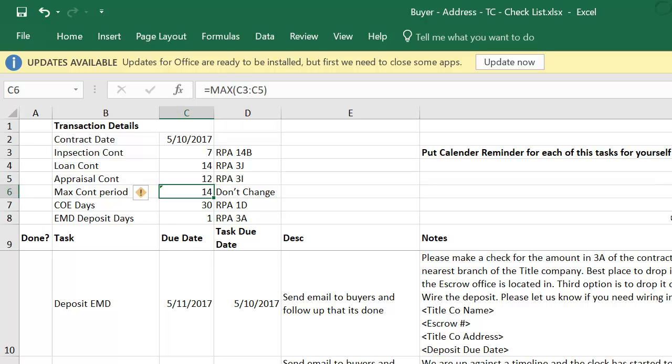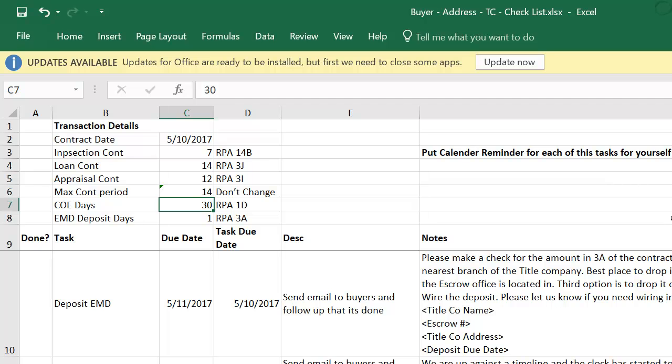And then maximum contingency period, you don't need to put this. This just automatically calculates it between the three of these. It will pick the number that is highest. So for example, if we were to change it to, let's say 5, this will automatically change to whichever is the highest number. Okay, so that's that.